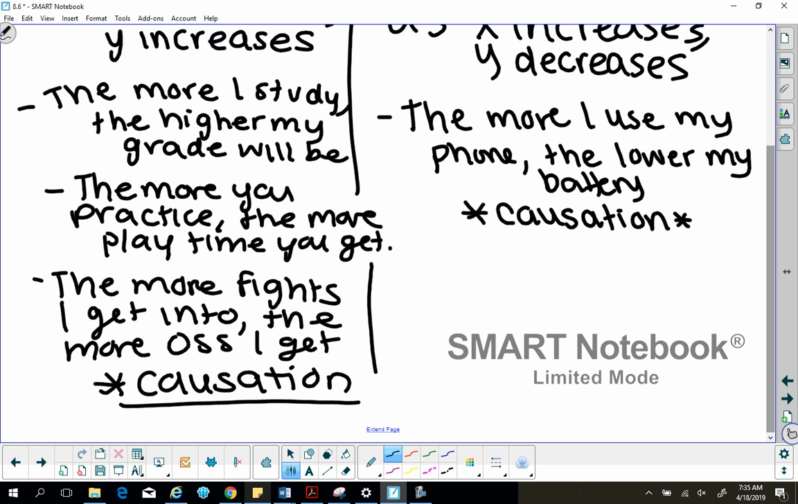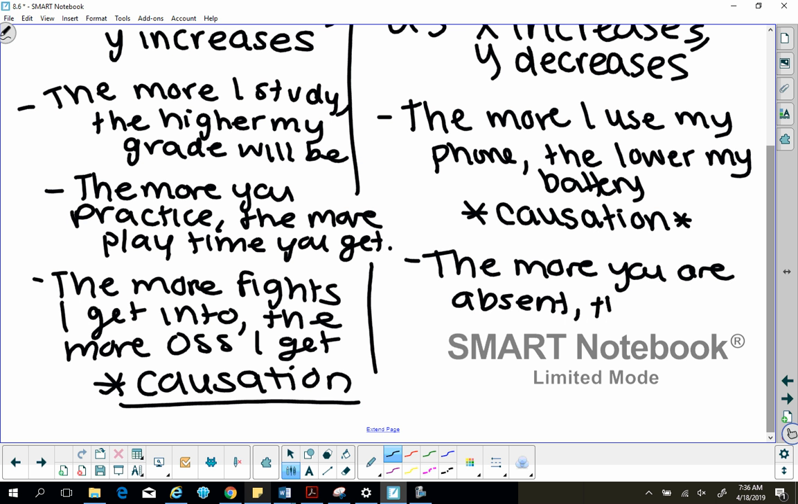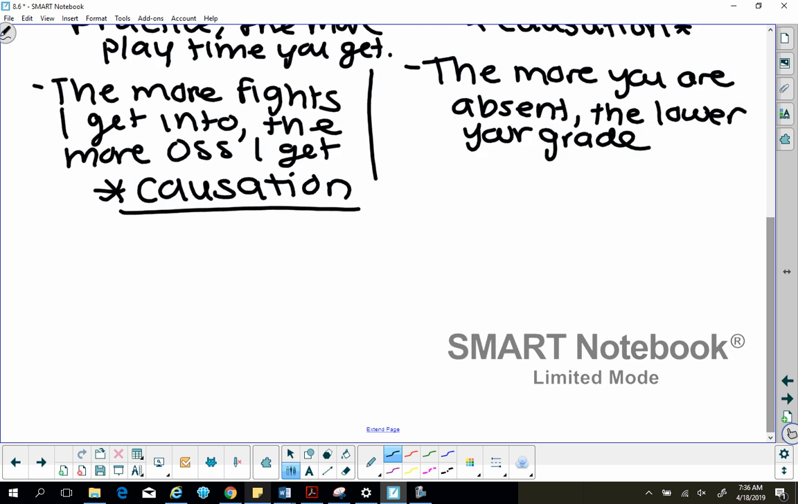I'll give one. The more you're absent, the lower your grade. Would that be causation? Because there's steps in between, right? Because some people, when they're absent, they make up their stuff right away, or they make sure to do it while they're absent. So it's not causing one thing to happen, but more likely they're not. It's going to take them a little while. So that's negatively correlated, but it's not causation.